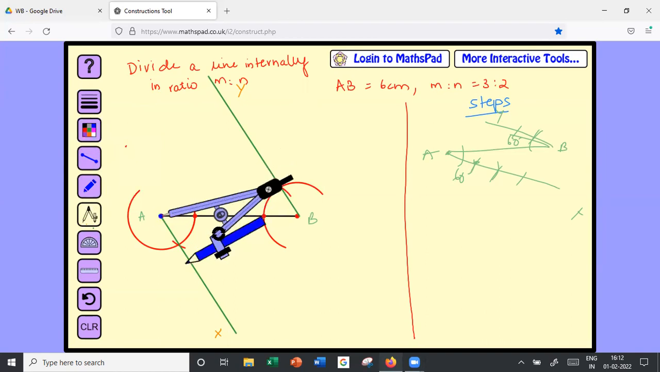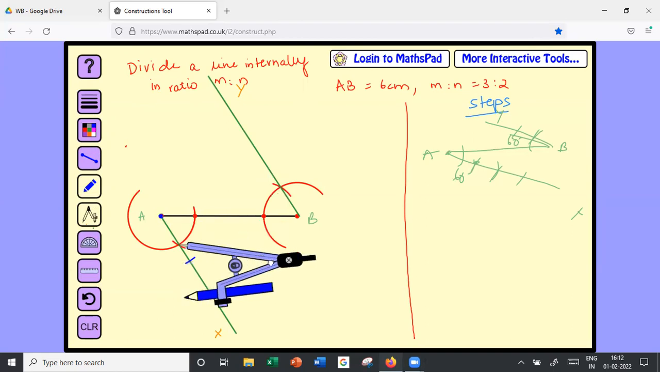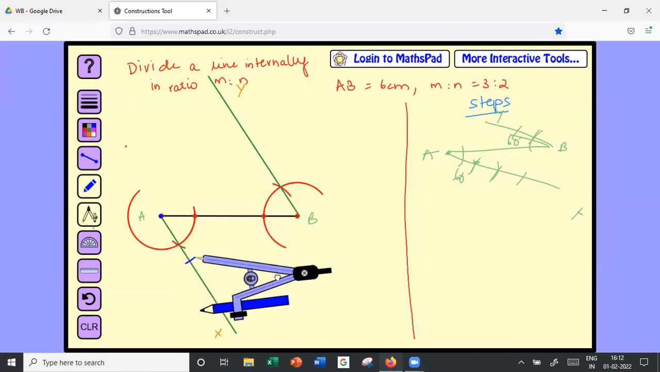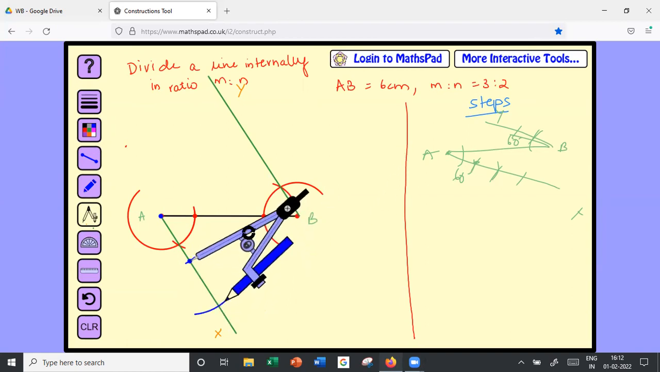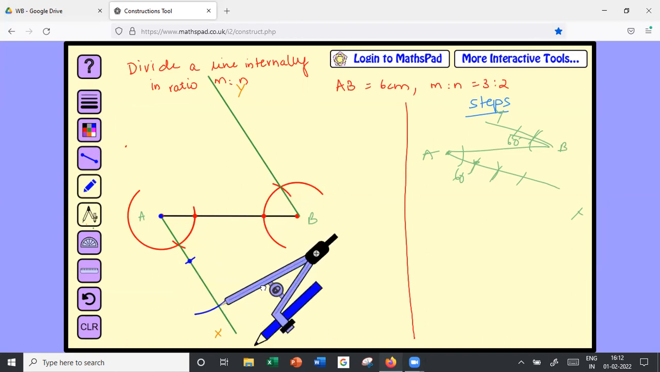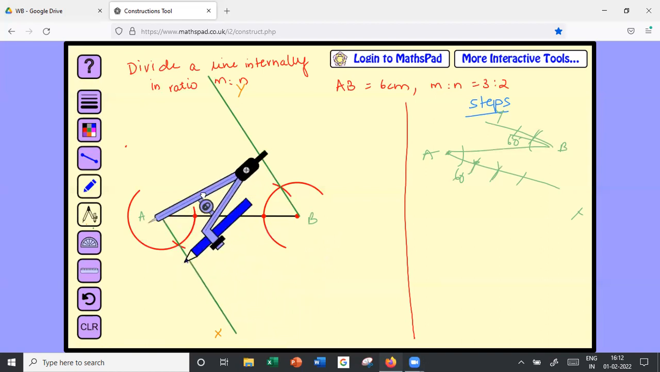Right, this is my first point. Then this is my second point. Oh, sorry. This.